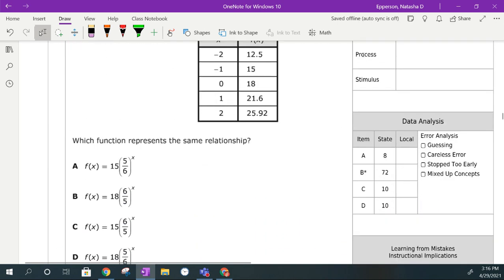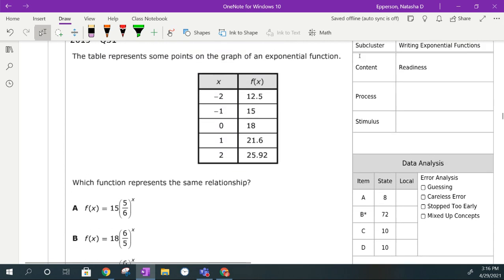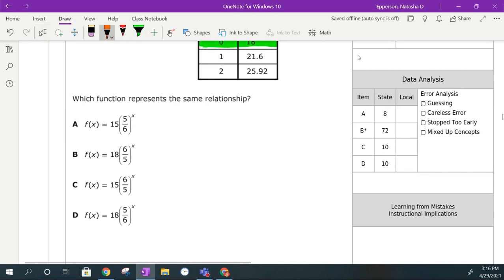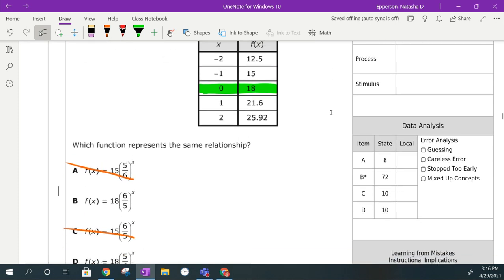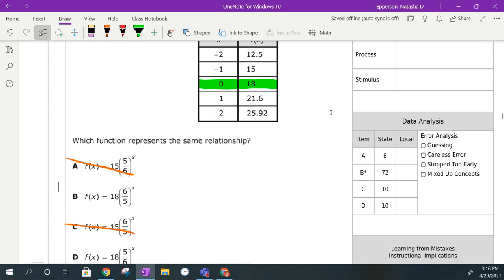All right, function represents the same relationship. I'm going to identify my y-intercept, which is when x is equal to 0. That's going to be right there at 18. So that eliminates C and A. All right, now I need to figure out whether or not I have growth or decay. There's a couple ways that I can go about doing this.